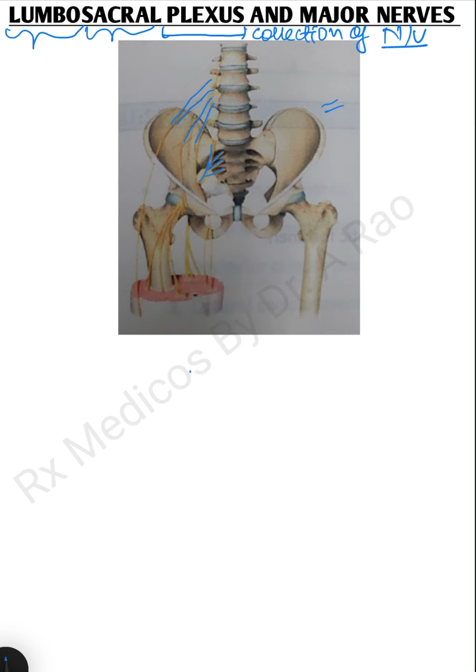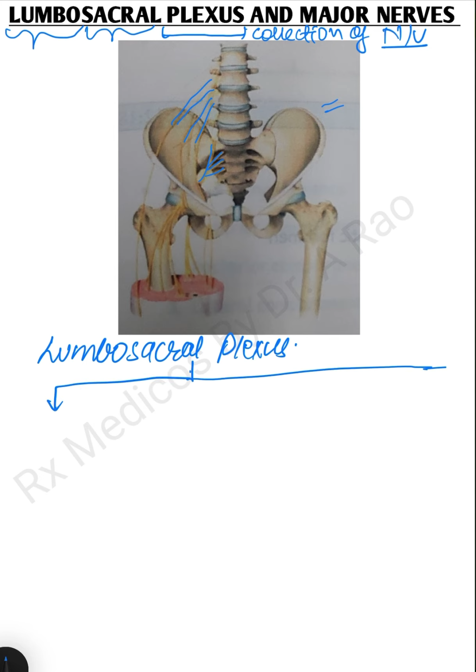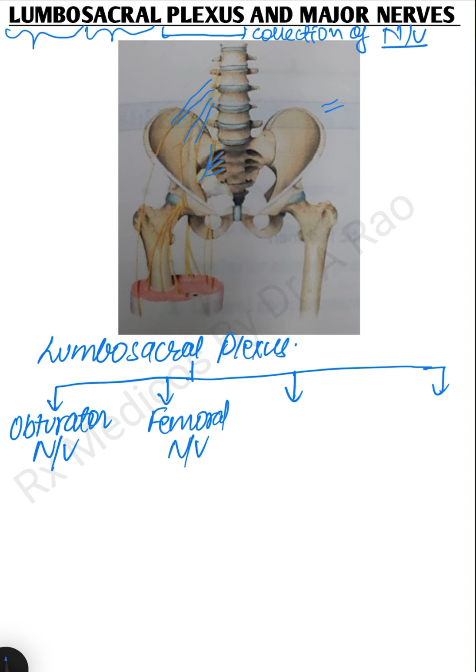Now we are going to discuss the branches of the lumbosacral plexus. There are 5 major branches. The first one is the obturator nerve, the second one is the femoral nerve, the third one is the tibial nerve, the fourth one is the common peroneal nerve, or we can also say the common fibular nerve.